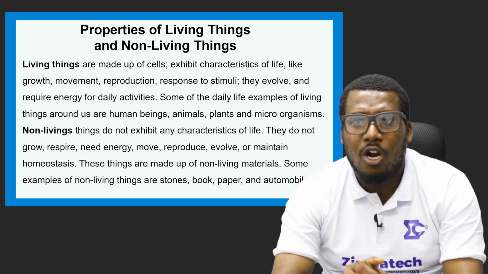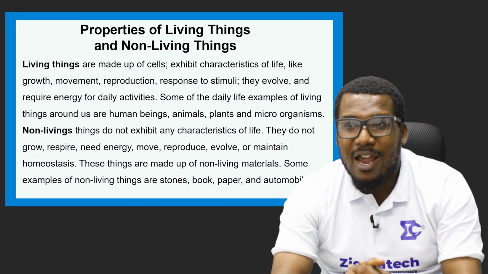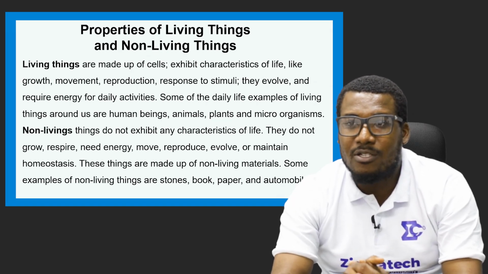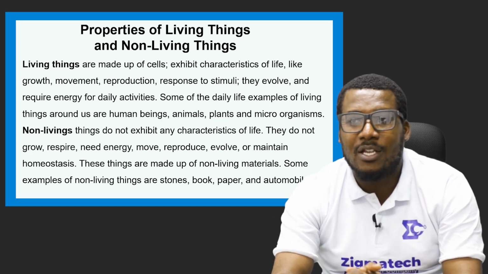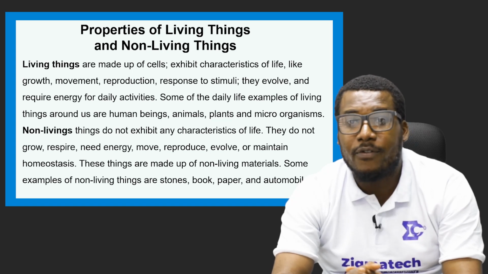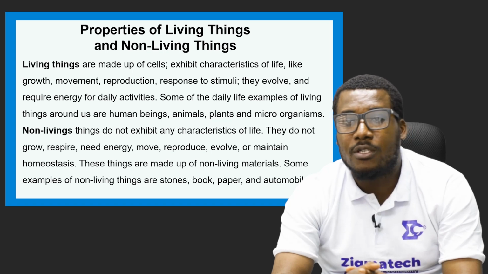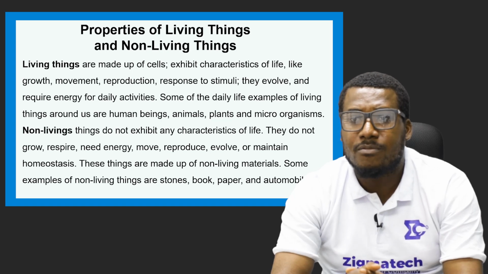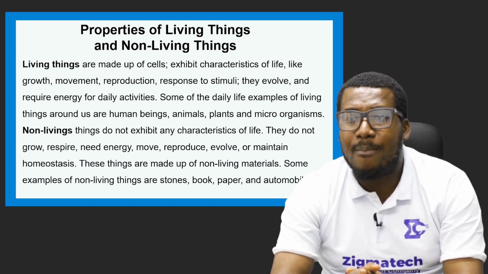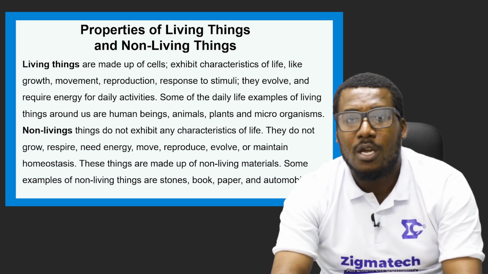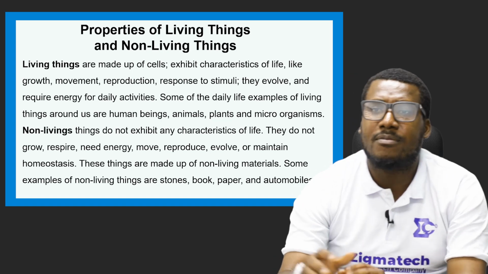Non-living things do not exhibit any characteristics of life. They do not grow, respire, need energy, move, reproduce, evolve, or maintain homeostasis. These things are made up of non-living materials. Such examples are stones, book, paper, etc.